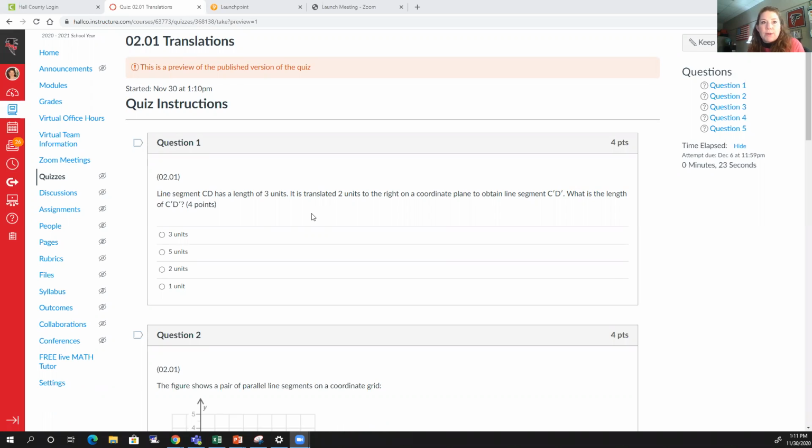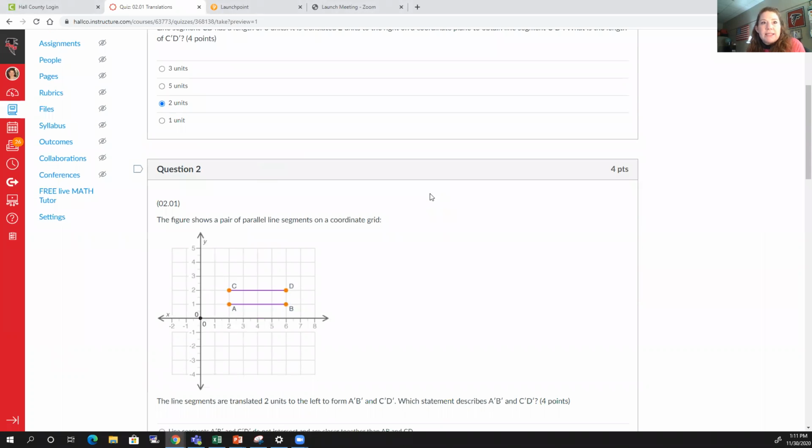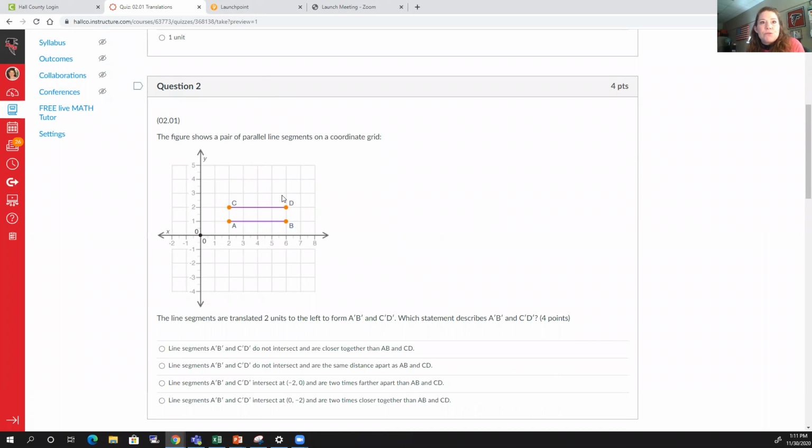Well, if you translate, what happens? Does it change sizes? No, it doesn't. It's still going to be 3 units. All right, this figure shows a pair of parallel lines. The line segments are translated 2 units to the left to form A prime B prime and C prime D prime. Which statement describes A prime B prime and C prime D prime? Well, if we go 2 units to the left, we're going to go 1, 2. So A prime is at 0, 1.